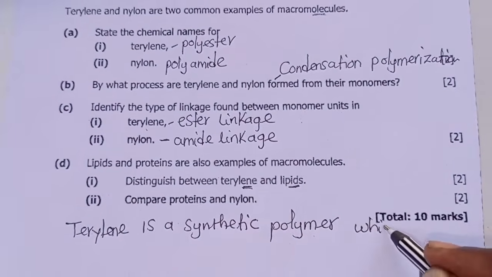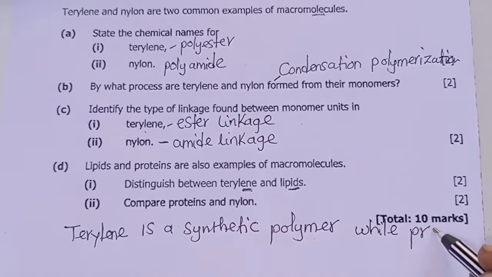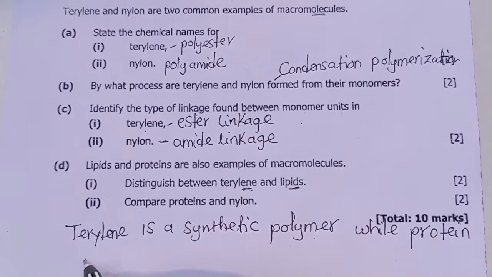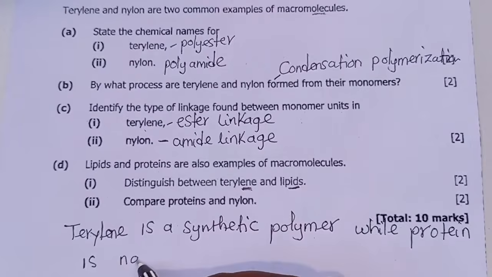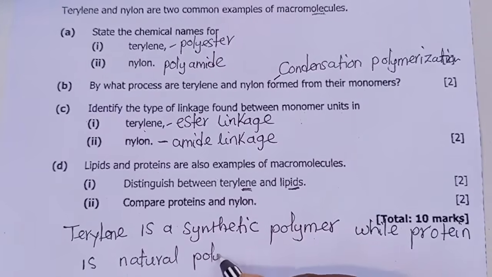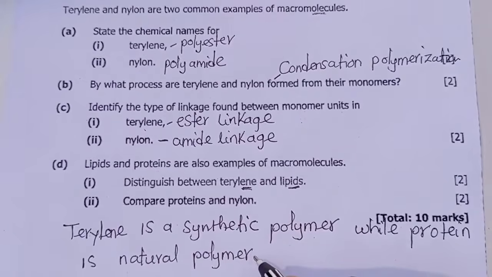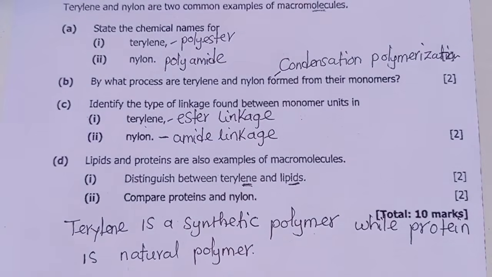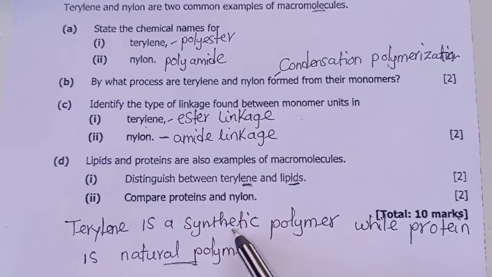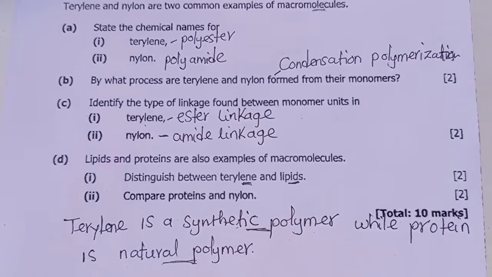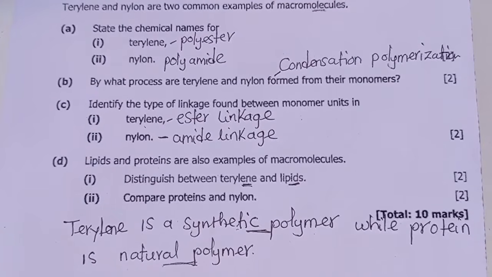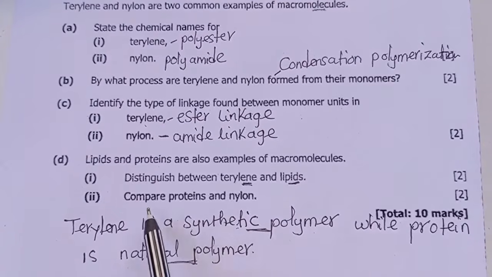Then we've got a protein. When it comes to a protein, you need to understand that a protein is a natural polymer. That is a natural polymer. So this is to tell you that these ones occur naturally. But when I say synthetic, meaning these are man-made polymers. We go to the next question.